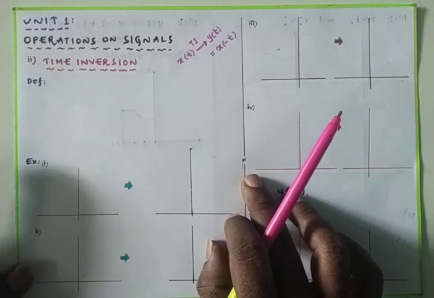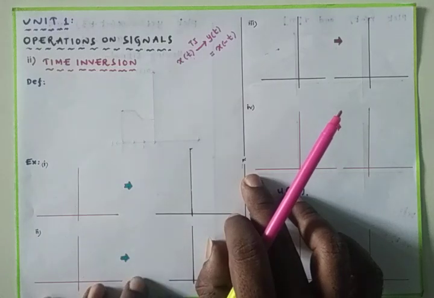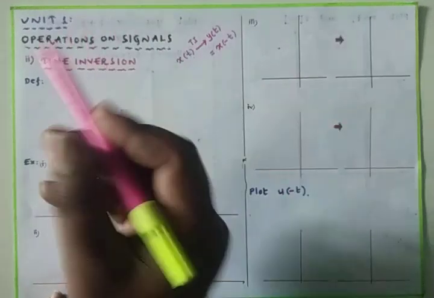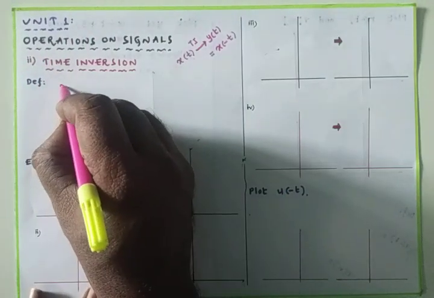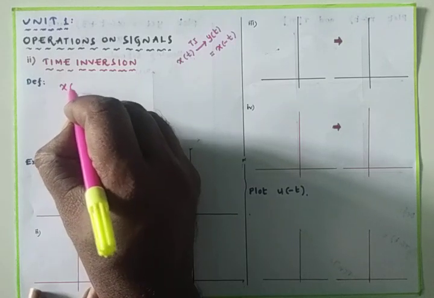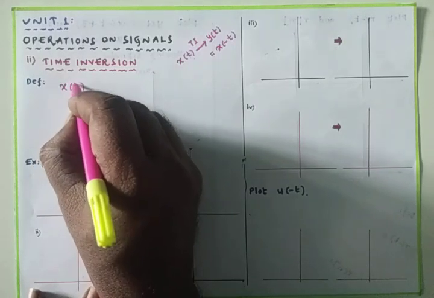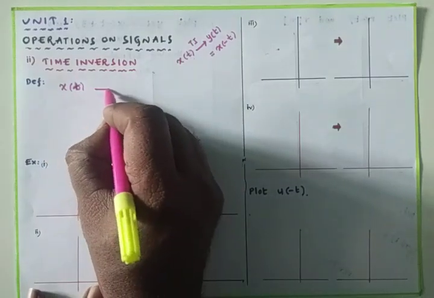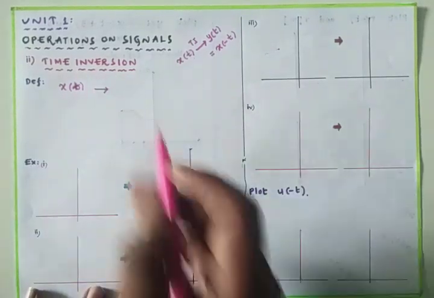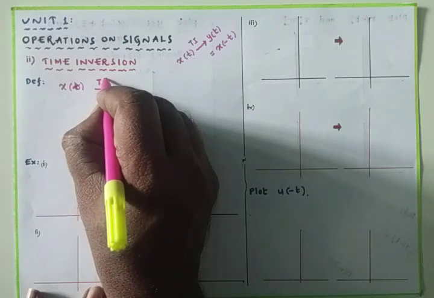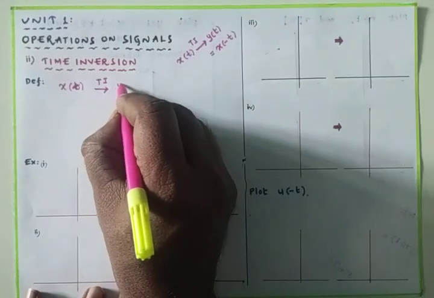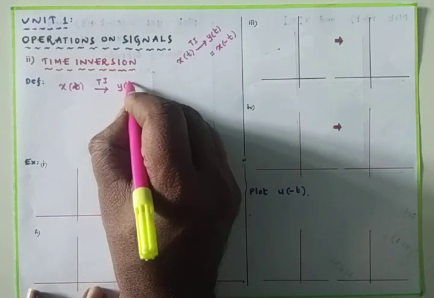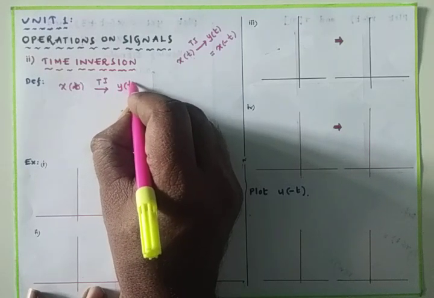Here I am going to talk about the time inversion operation from its definition. For example, let x of n be a continuous time signal on which we will be applying the time reversal operation, or the time inversion operation, so that it gives a new signal without changing the signal characteristics, that is y of t.